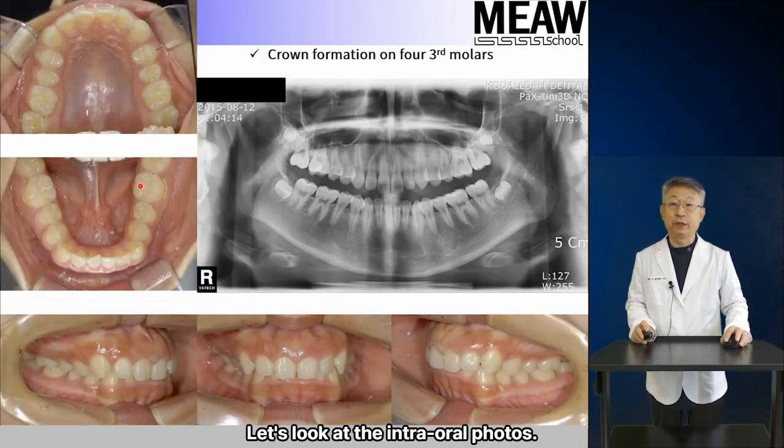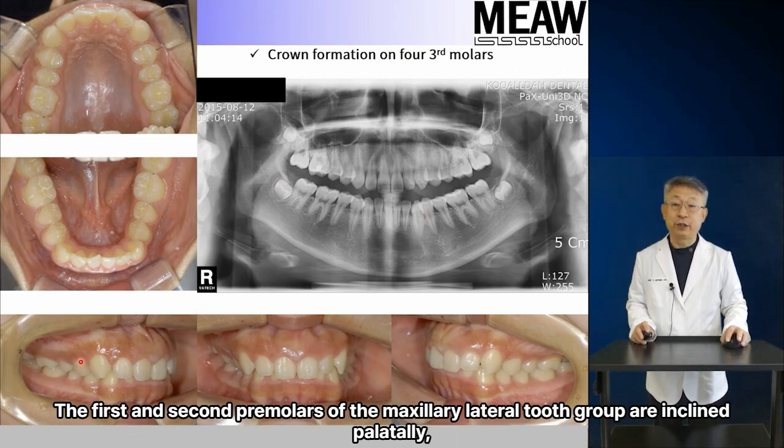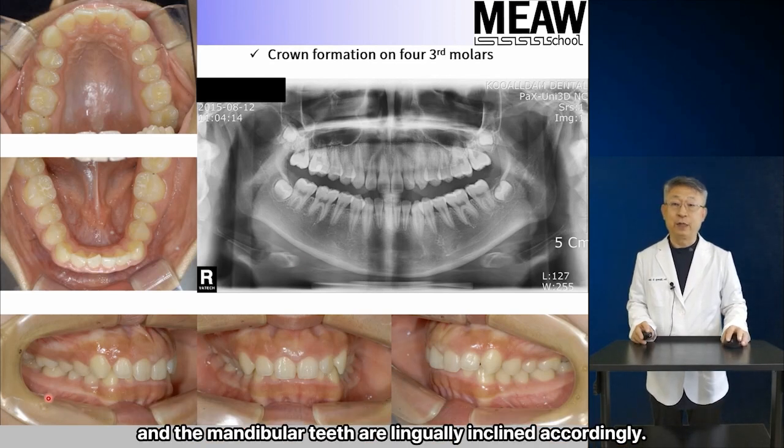Let's look at the intraoral photos. There is no severe observable crowding in the maxillary and mandibular anterior regions. Crowns have been formed in the maxillary and mandibular third molars. The first and second premolars of the maxillary lateral tooth group are inclined palatally, and the mandibular teeth are lingually inclined accordingly.